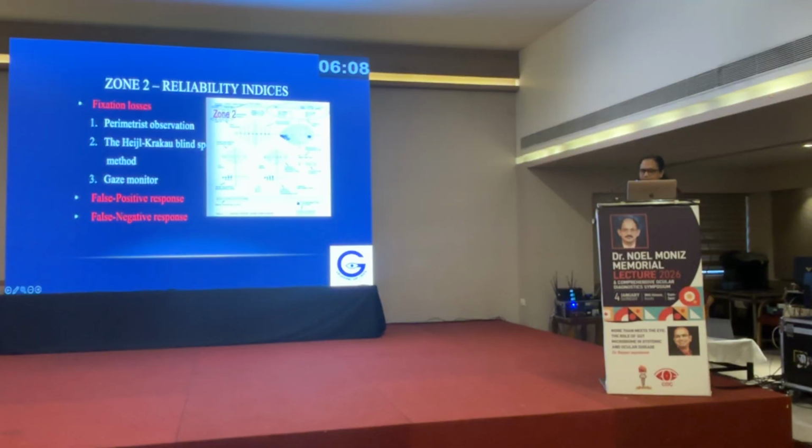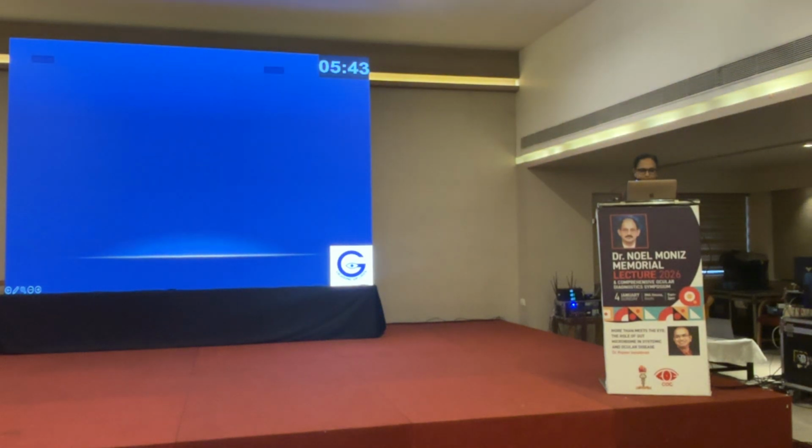Zone 2 is the reliability indices, where you get the fixation losses, false positive responses and false negative responses. For a reliable field, it is documented that fixation losses should be less than 20%, and false positives and false negatives less than 33%. But even if these are within normal limits, you can still get an unreliable field.